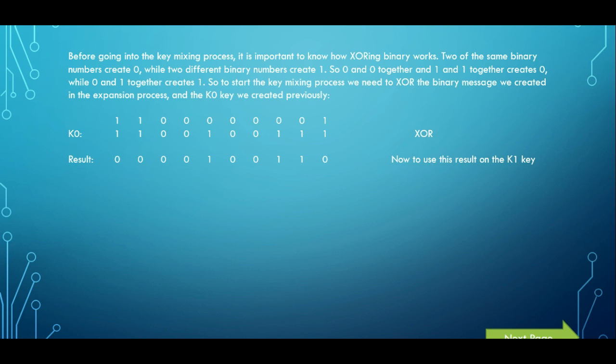Now as you can see, just to prove what I just showed you, two of the same numbers make 0, two different numbers make 1, which is how basic it is. So you just need to follow that and XORing becomes very easy. Now we need to use the result from this on the K1 key and then XOR these.